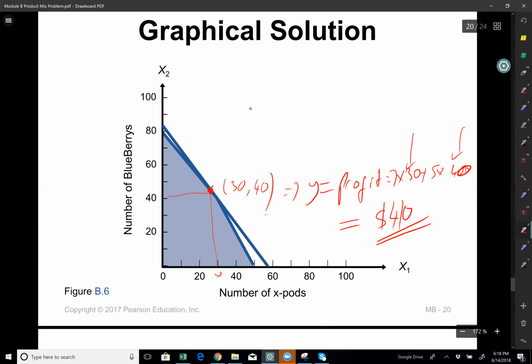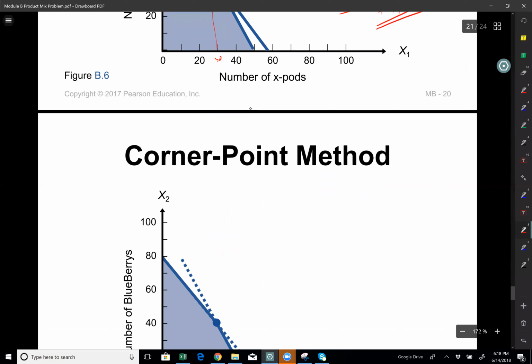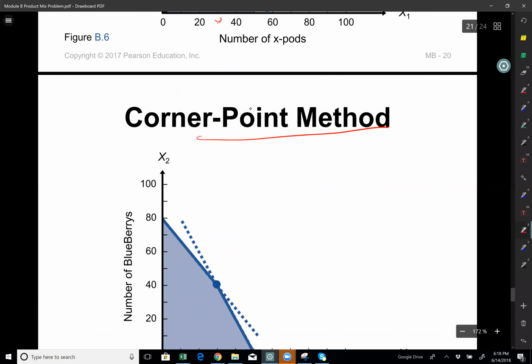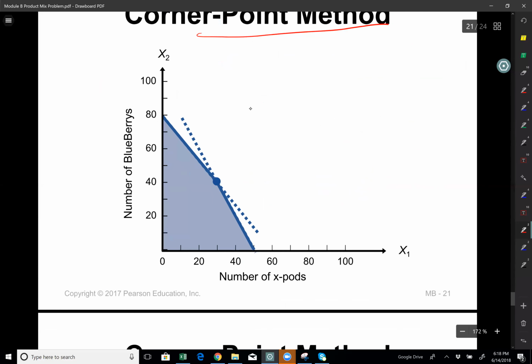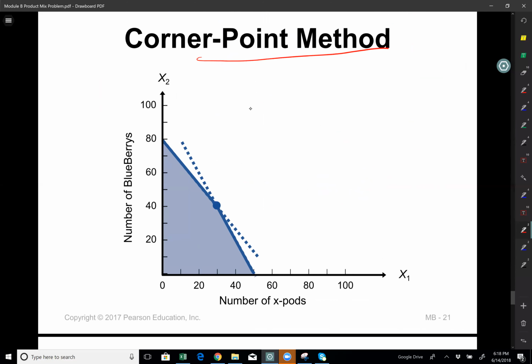All right. So the next solution methodology is the corner point method. And scientists realized that the best solution should be one of these corners, either this corner right here, or this corner right here, or this corner right here, or this corner right here. Why?